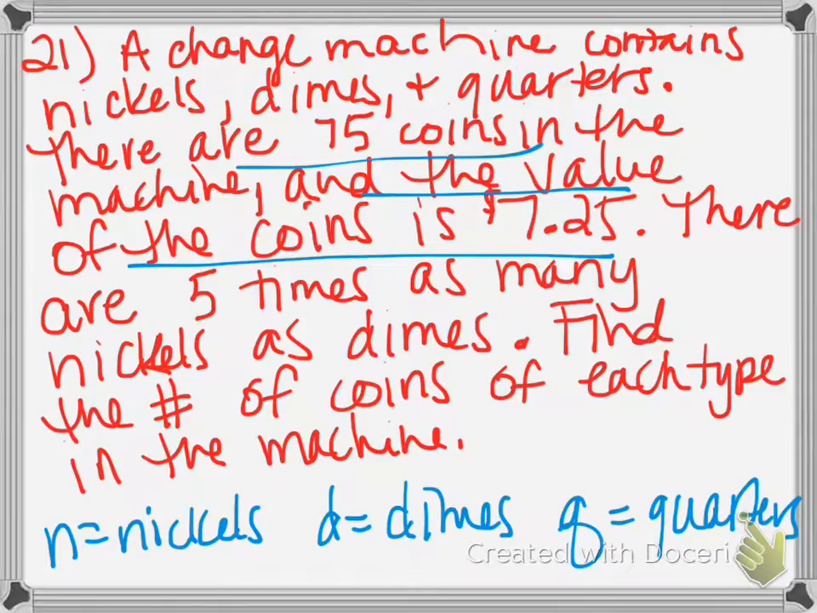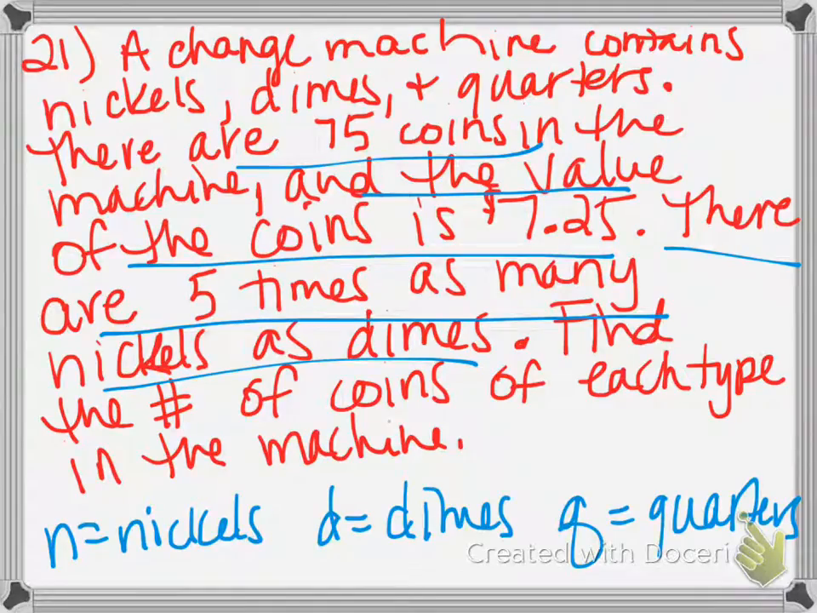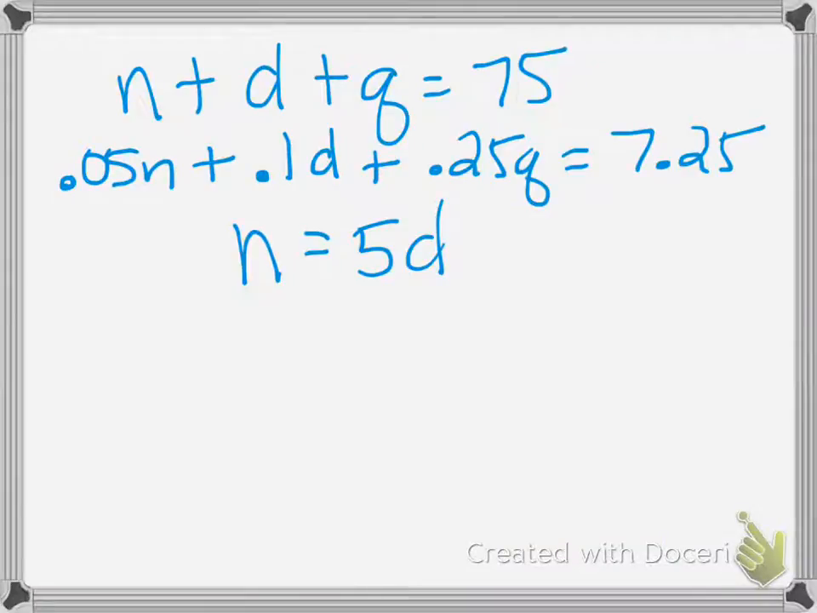And then the last one, it says, there are 5 times as many nickels as dimes. So therefore, that means my nickels have to be 5 times the amount of dimes. So my nickels equals 5D. Don't let this fool you. It says 5 times as many nickels as dimes. That means if I have 2 dimes, I need 10 nickels. I need 5 times as many nickels. So that means I have to do 5 times the number of dimes in order to figure out the nickels. So that's where I get the N equals 5D.